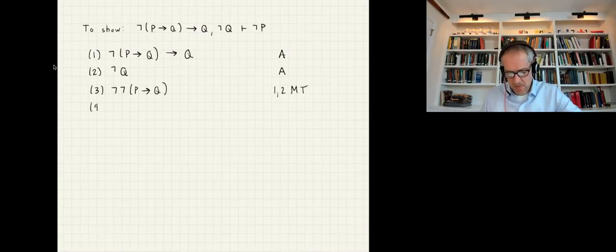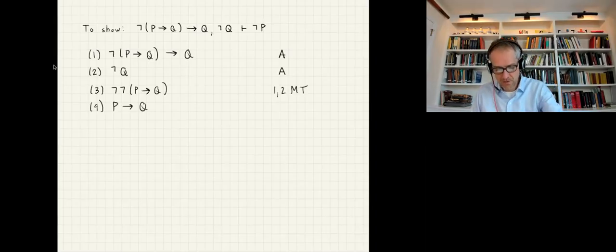Now I'm starting to see where I'm going, because now I have not not P arrow Q. I want to get not P. I have not Q. So if I can get P arrow Q, then I can apply modus tollens again and get not P. Fortunately, from not, and then in parentheses, P arrow Q, you can derive P arrow Q by a simple application of double negation. So, 3 double negation.